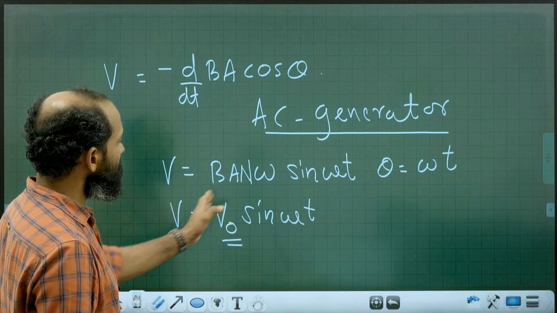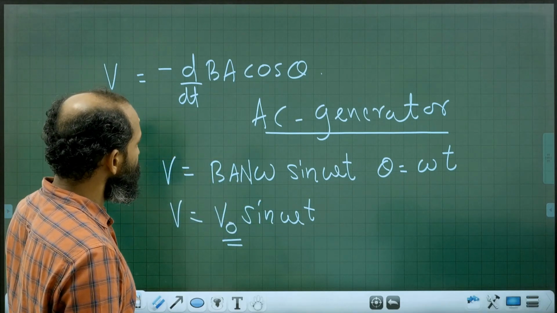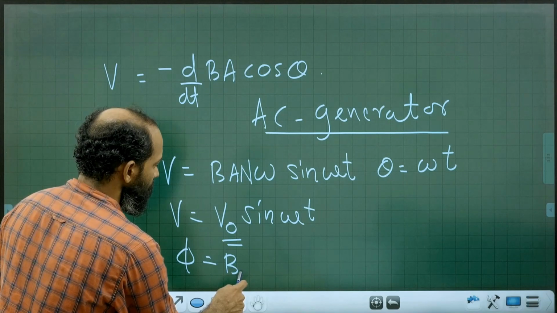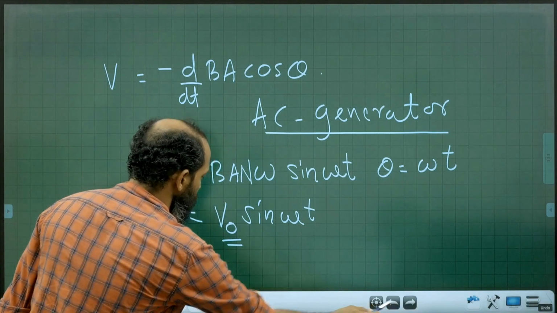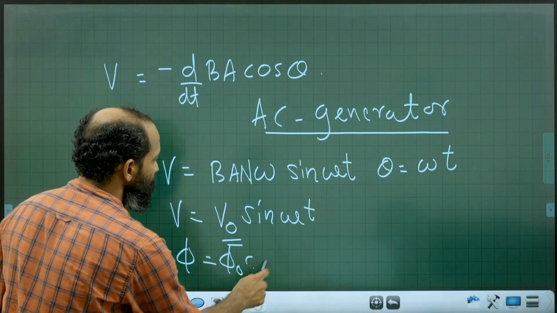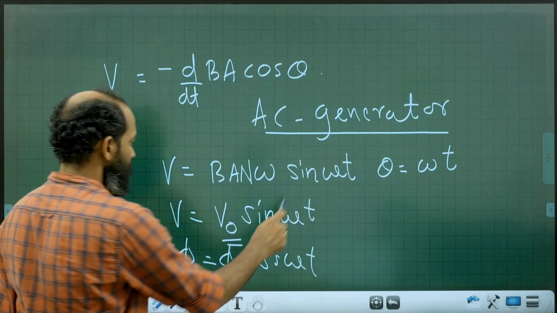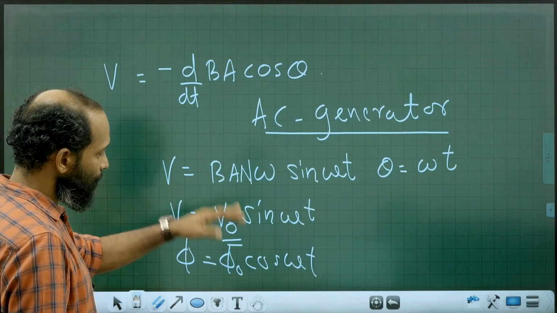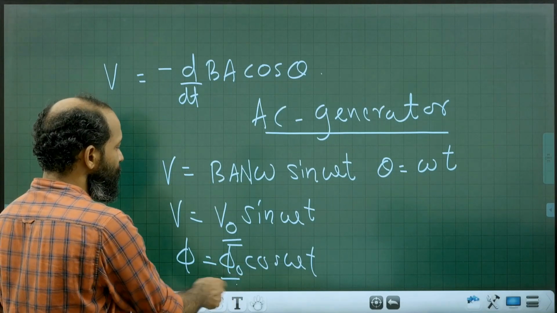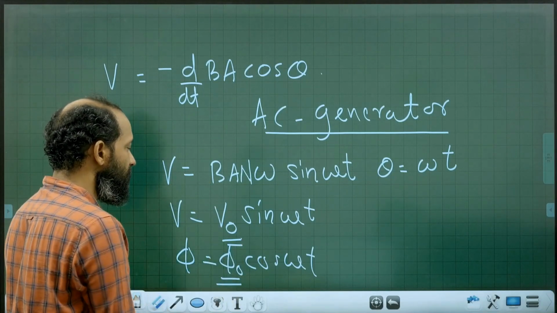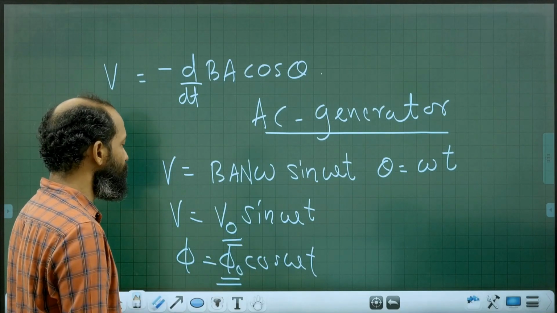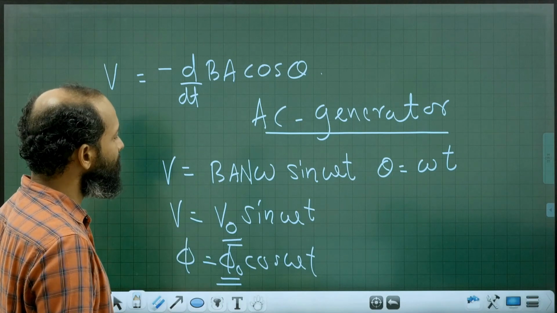So voltage is a sine function, but flux is a cosine function. Flux is equal to B A cos omega t, that is phi 0 cos omega t. So voltage is V0 sin omega t, flux is phi 0 cos omega t. Phi 0 is the flux amplitude, V0 is the voltage amplitude. Flux is leading voltage in the AC generator, by a phase angle of pi by 2.